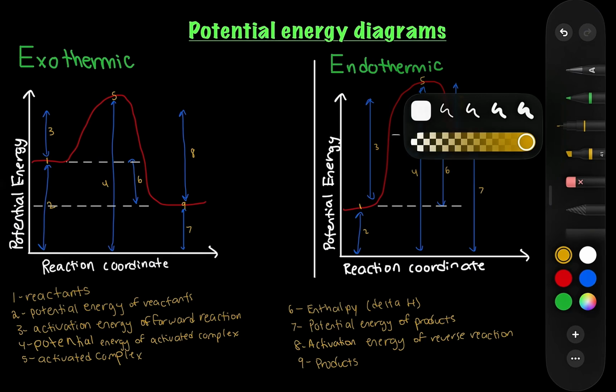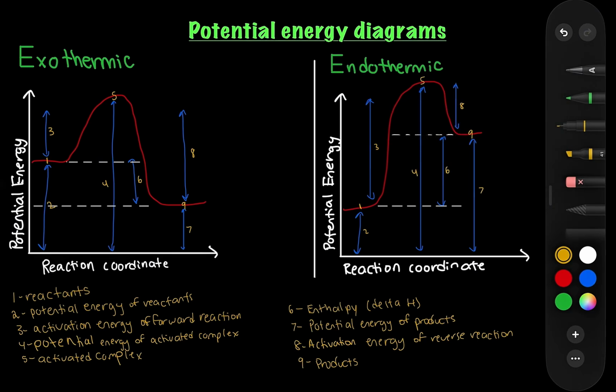We're going to be covering potential energy diagrams of exothermic and endothermic reactions. So to start off, on our y-axis we have potential energy, and on our x-axis we have a reaction coordinate. To start off, let's look at the exothermic reaction energy diagram.